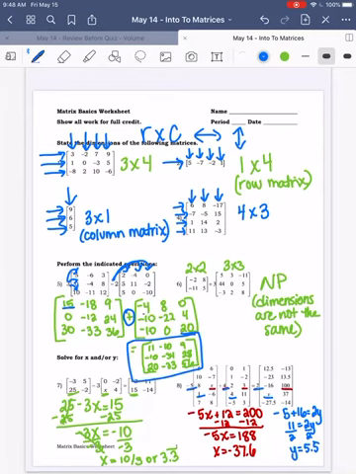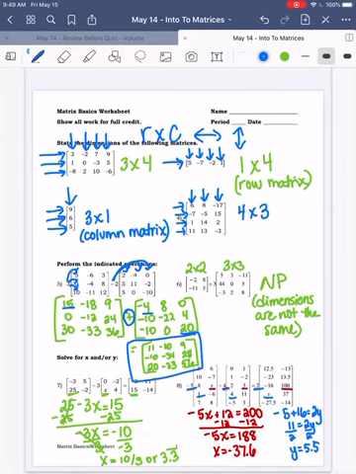To add them, you're just going to add each element or entry. So 15 minus 4, and then -18 plus 8, and then 9 plus 0, etc. Okay? And then number 6 is not possible because the dimensions are different. Remember, in order to add or subtract, you have to have the exact same dimensions. So those dimensions are not the same, so we can't do it, and we say not possible.